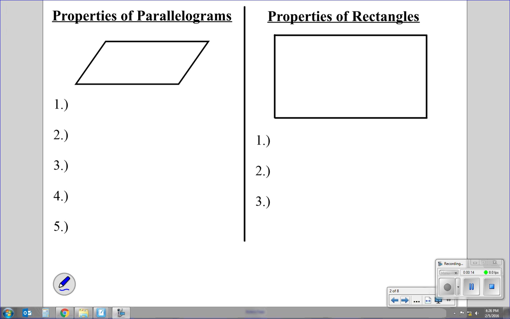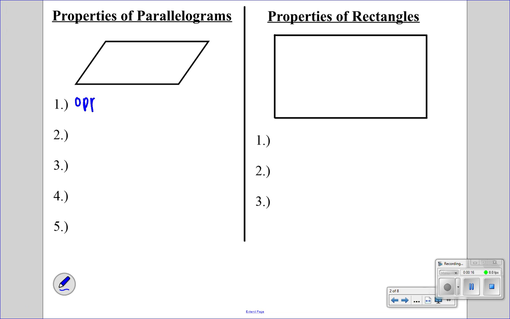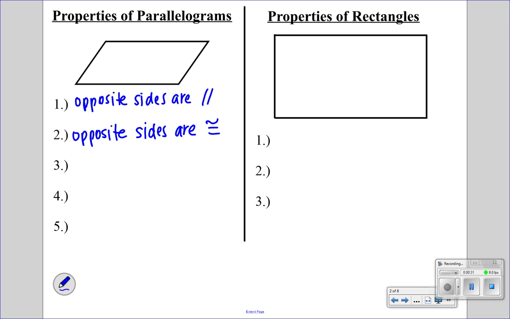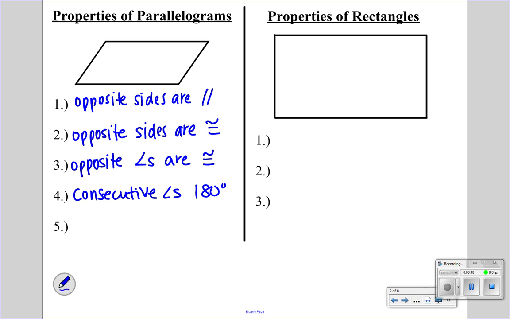The first one was that opposite sides are parallel. Opposite sides are congruent. Opposite angles are congruent. Consecutive angles are supplementary, and that diagonals bisect each other.